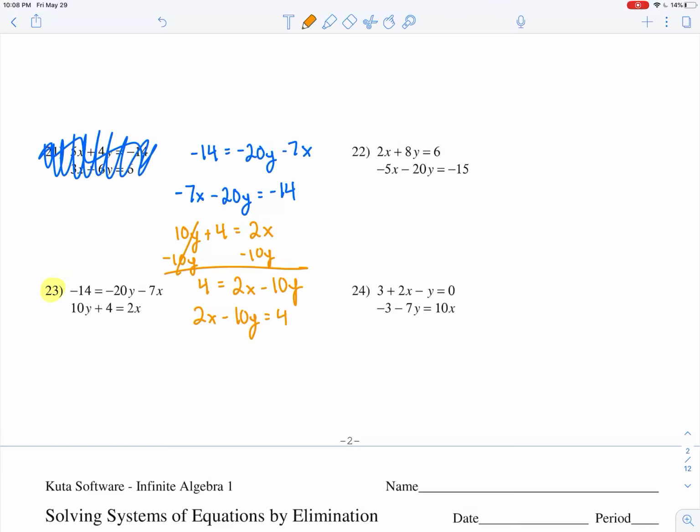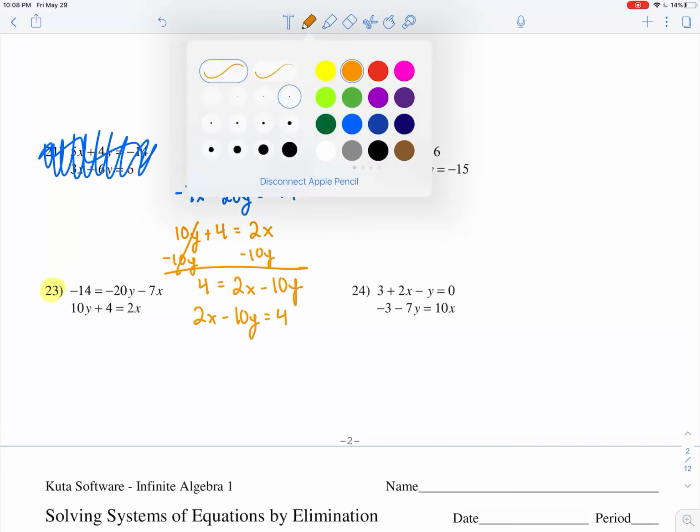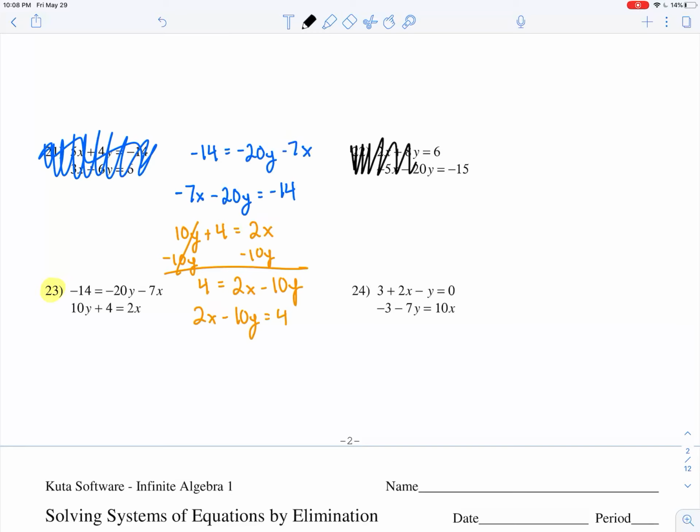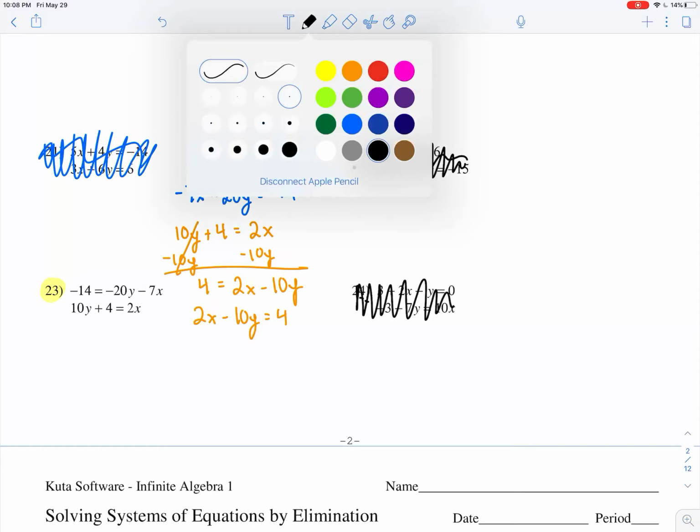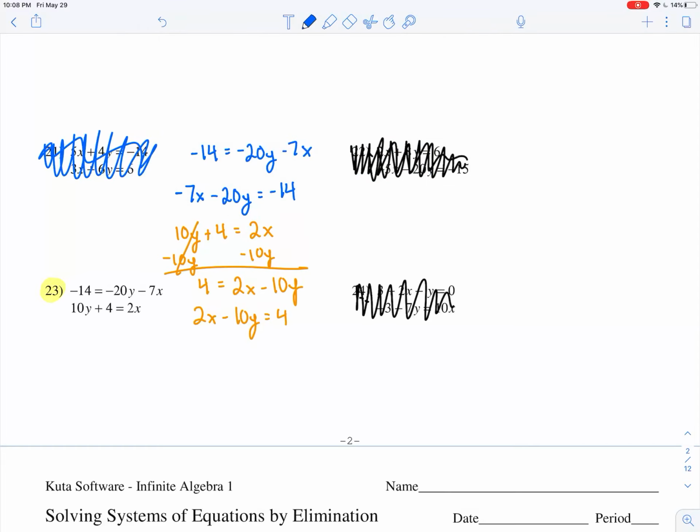So let me rewrite them in a place that's easier to read. So I'll cross out these problems here. Hopefully this is okay. Hopefully you can read this. So my two equations now. Negative 7x minus 20y is equal to negative 14. And then I have my second equation, 2x minus 10y is equal to 4.